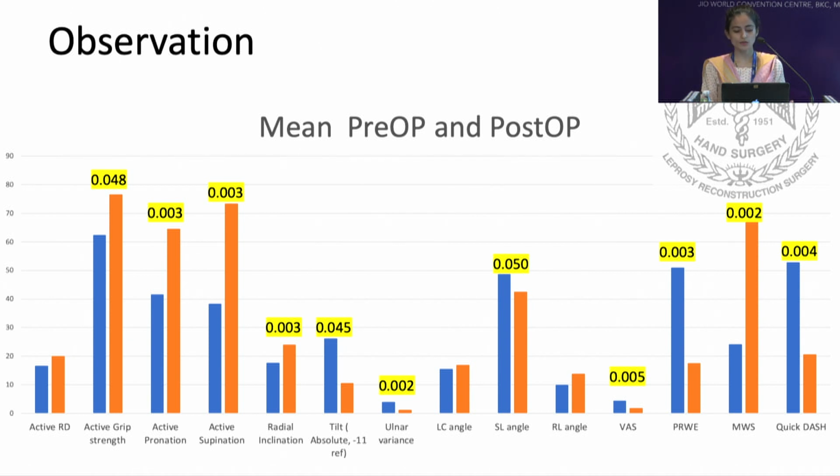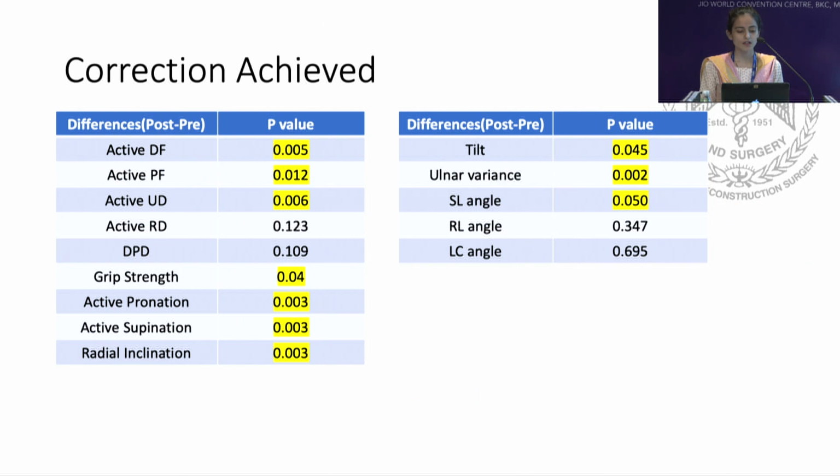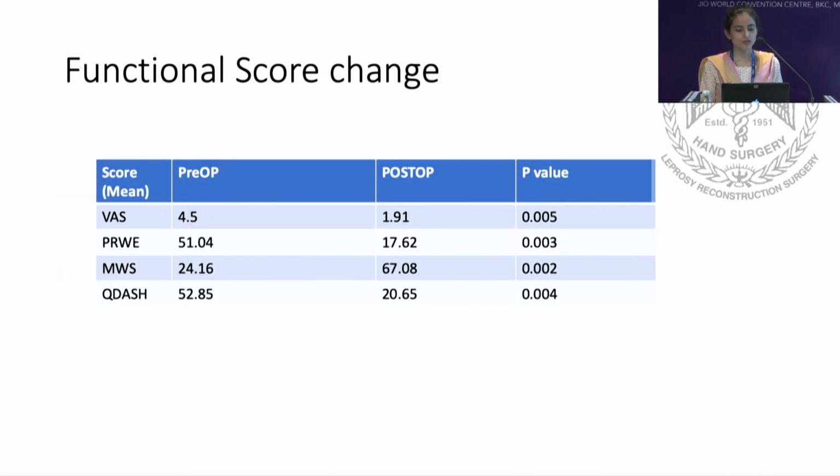That is, we got significant pre-op and post-op values for grip strength, active pronation, supination, radial inclination, tilt, ulnar variance, scapholunate angle, and also significant changes in the functional parameters such as VAS, patient-rated wrist evaluation, Mayo wrist score, quick DASH questionnaire. So we achieved the following corrections as previously mentioned. The functional score change was also significantly noted in all these patients.